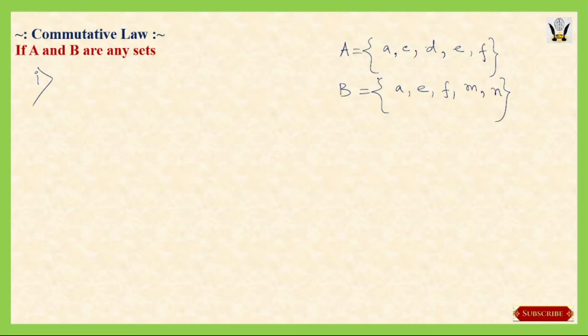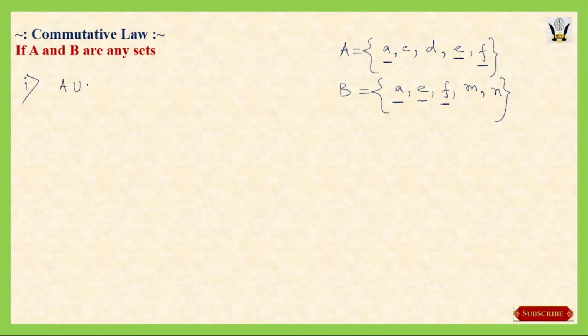As per cardinality, A and B have the same cardinality. A has 5 elements, B also has 5 elements, but they are not equal sets because the elements are not the same. Now if we look closely, we can find that A is an element which is common between the two sets A and B. Also E is common between A and B, and F is common between A and B. And C, D in case of A and M, N in case of B are distinct elements, not common.